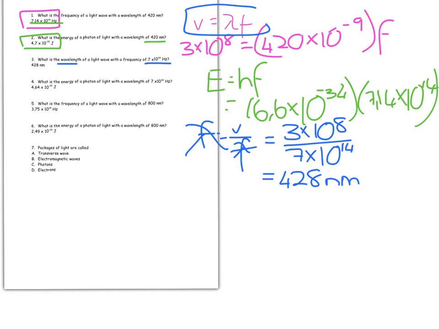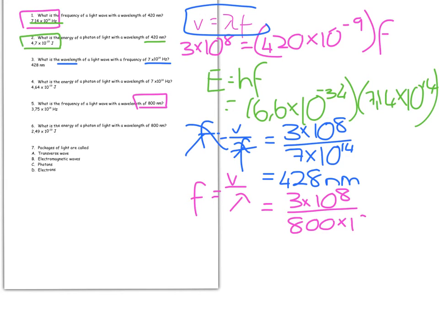nanometers. What is the frequency of light wave with 800 nanometers? So again, rearranging that equation, I'm going to go frequency is equal to speed divided by wavelength. They've given me a wavelength of 800 nanometers, so it's going to be 3 times 10 to the power of 8 divided by 800 times 10 to the negative 9, because it's nano, and I land up with a frequency of 3,75 times 10 to the 14.